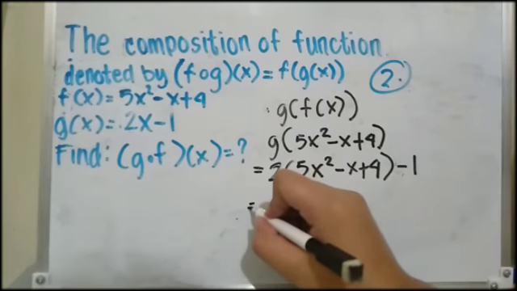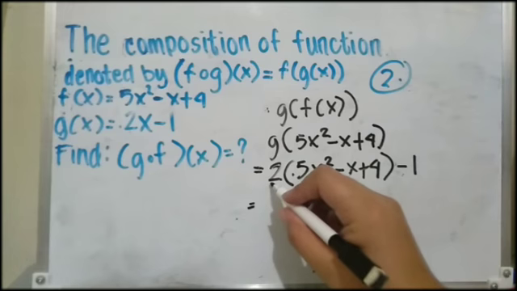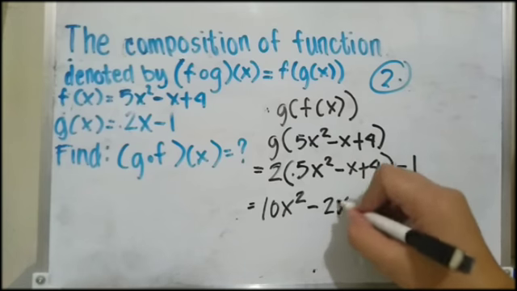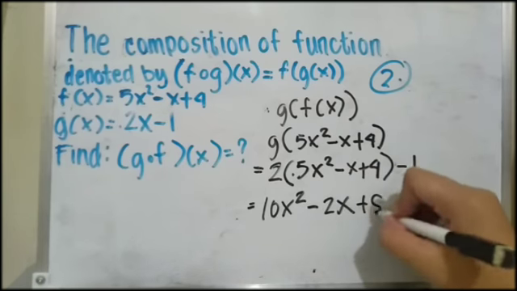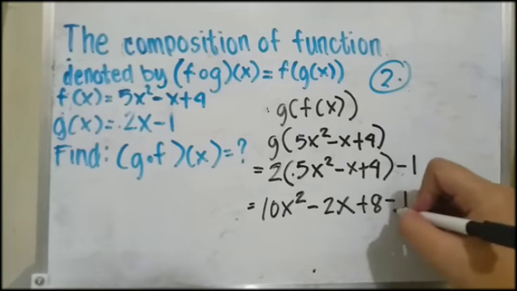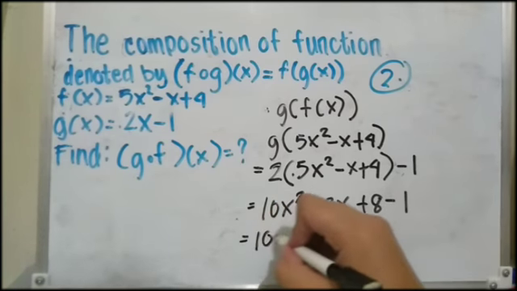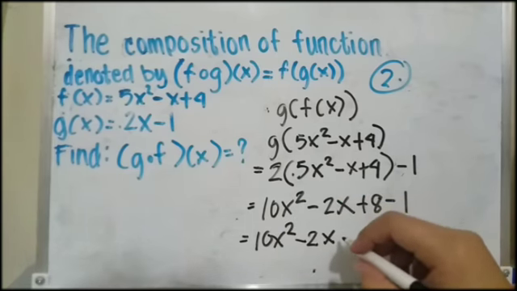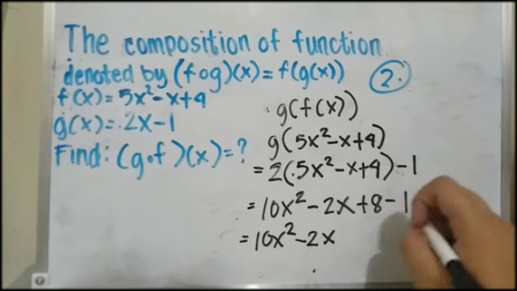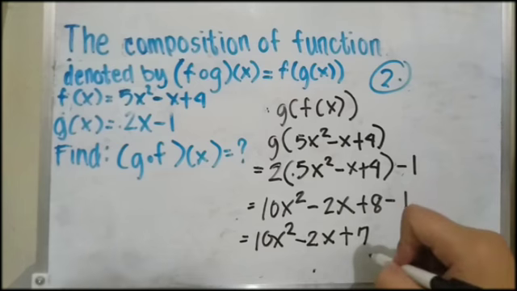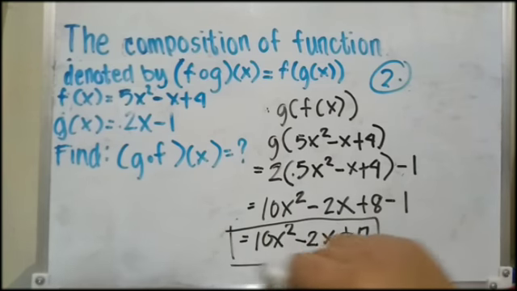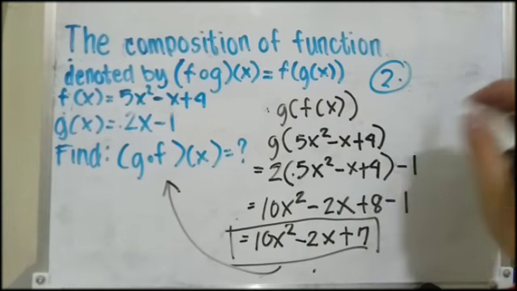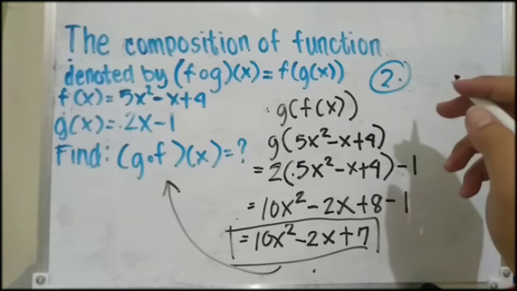Then after that, let us distribute. So 2 times 5x squared is 10x squared, minus 2x plus 8 minus 1. So it is equal to 10x squared minus 2x, and add or subtract the like terms. So 8 minus 1 is positive 7. So this is the final answer. So this is the value of g compose f of x. So that's all. Thank you.